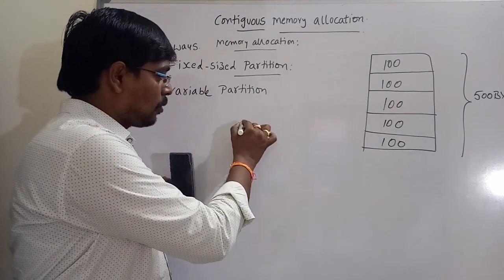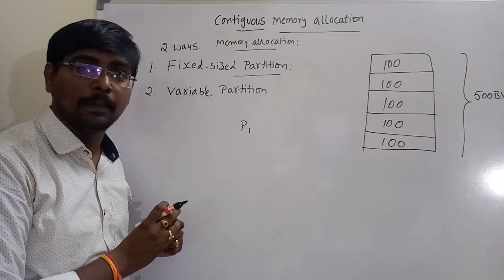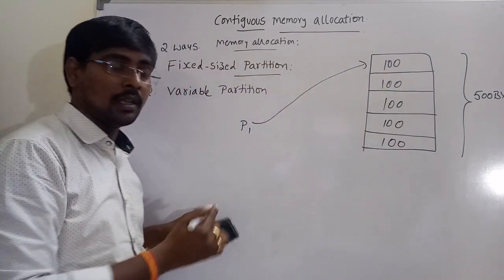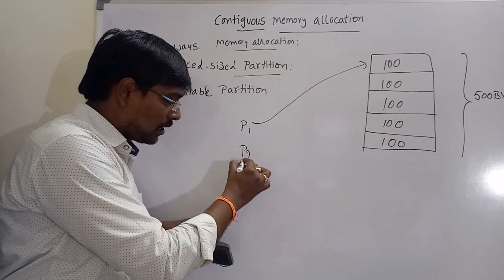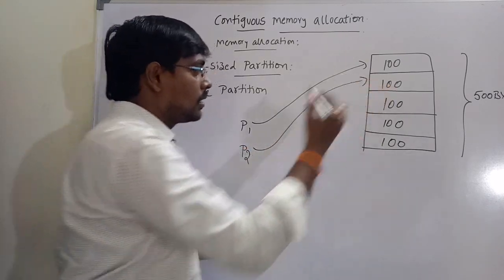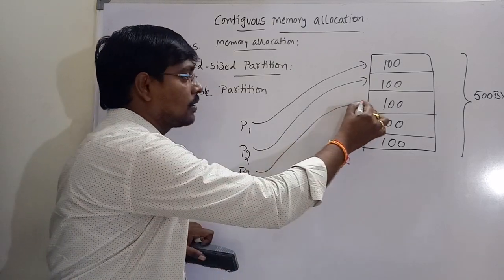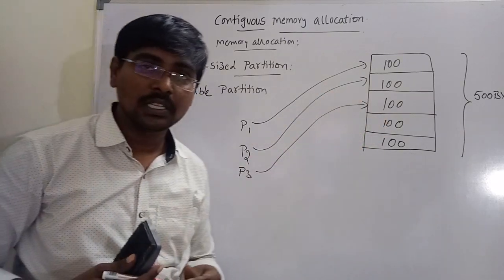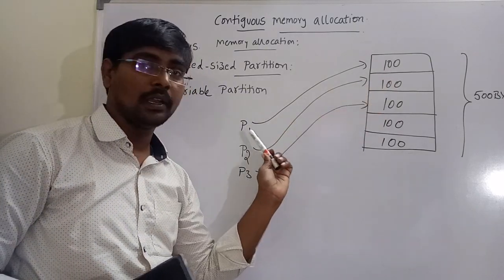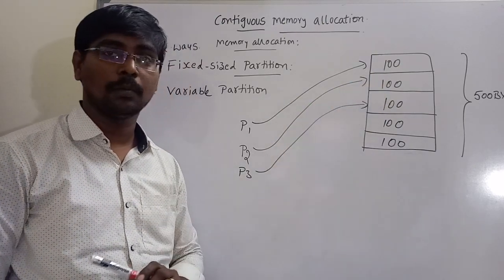For example, process P1 enters into the system. It requires some memory, so we assign this partition. Suppose process P2 enters into the system. It requires some memory. In a similar way, process P3. Whenever a process enters into the system, we allocate one block of memory to that particular process.